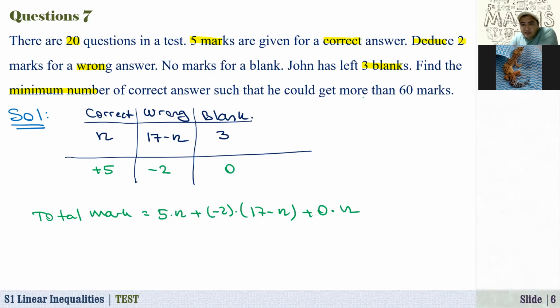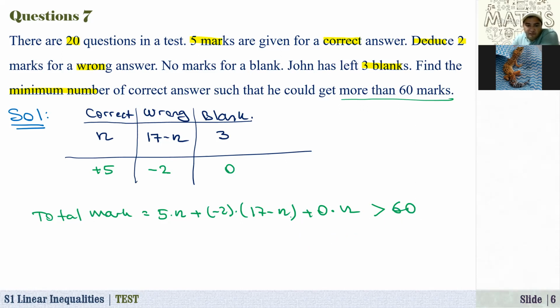And this should be, it says he could get more than 60 marks. That means that we're expecting that it should be greater than 60. Okay, that's how we model this problem. And now the next thing is we have to solve this linear inequality.